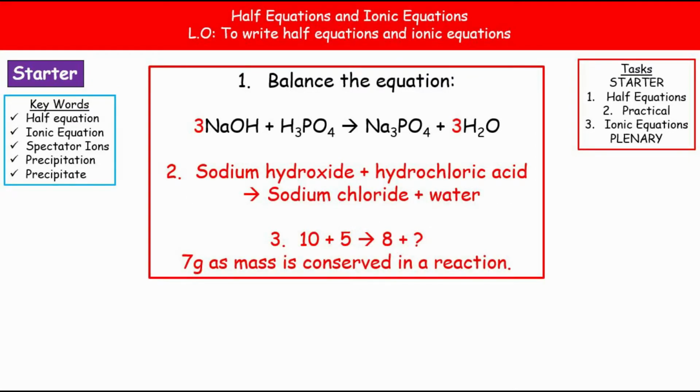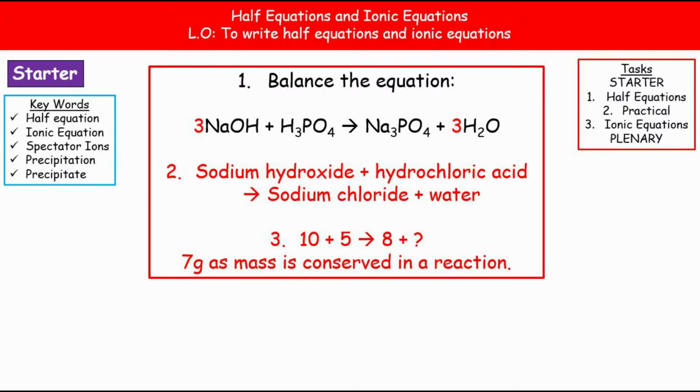Let's mark those answers then. So for question 1, we need to put a 3 in front of the NaOH and a 3 in front of the H2O to balance it. Question 2, our word equation should be sodium hydroxide plus hydrochloric acid makes sodium chloride plus water.